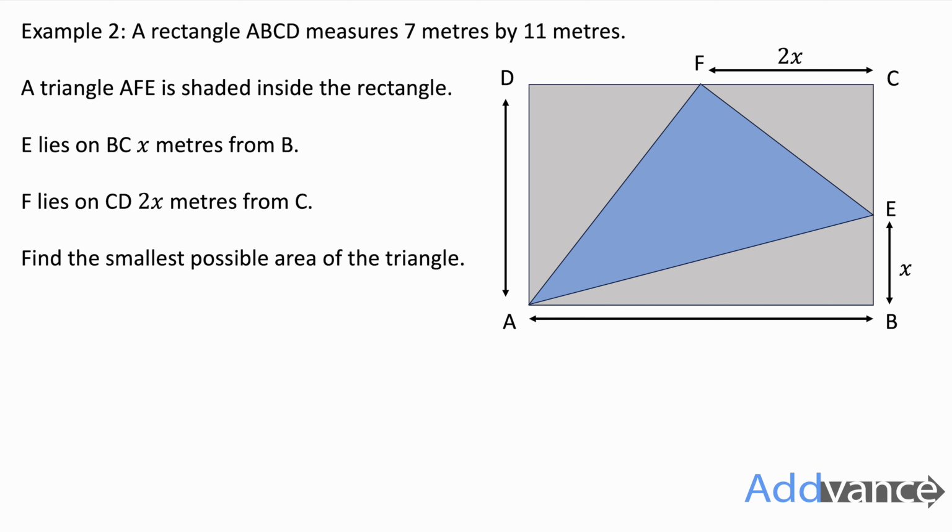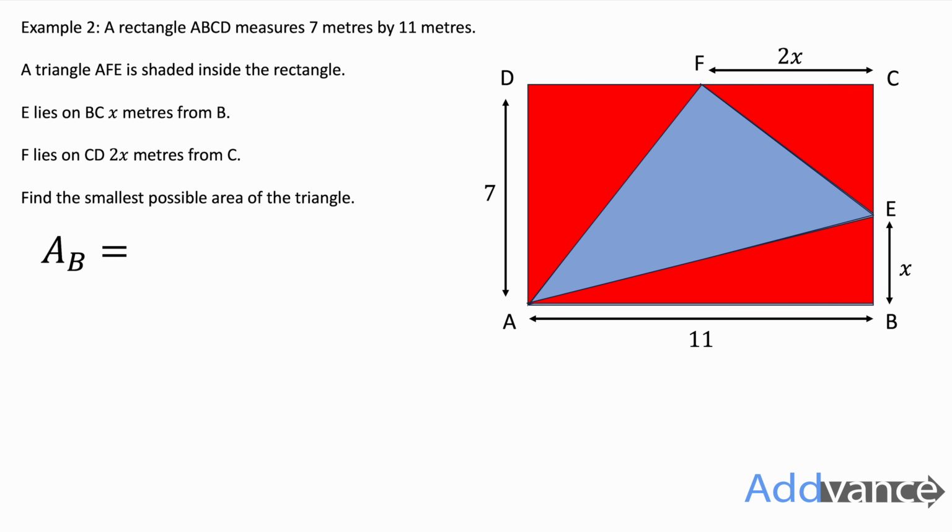A rectangle ABCD measures 7 meters by 11 meters. Triangle AFE is shaded inside the rectangle. You can see AFE here is in blue. E lies on BC, x meters from C, as shown on the diagram. F lies on CD, 2x meters from C, as shown on the diagram. Find the smallest possible area of the triangle. So we're trying to make this blue triangle as small as possible.